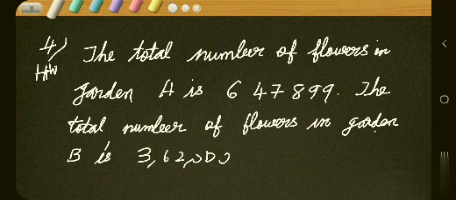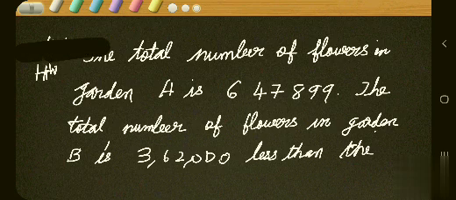This is not the number of flowers in garden B, but what is it? This is the number by which the number of flowers in garden B is less than the number of flowers in garden A. Understood? Less than. Then this is not the number of flowers in garden B. This is the number by which the number of flowers in garden B is less than the number of flowers in garden A.